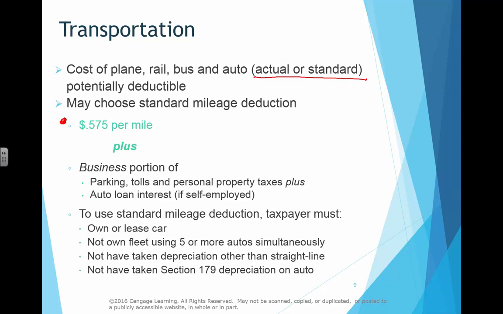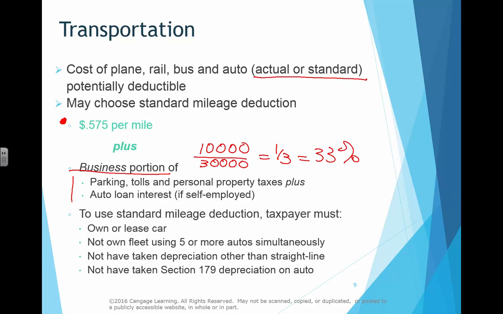But I do the calculations. I get them to estimate their actual costs, and I always do a little worksheet and do a comparison to make sure that I'm doing what's most beneficial. But on the whole, I would say almost everybody takes the standard mileage. You get 57.5 cents a mile plus the business portion. In other words, if I drive my car 30,000 miles in a year and 10,000 of them are for business, then 1/3 or 33% of these items are attributable to the business portion.